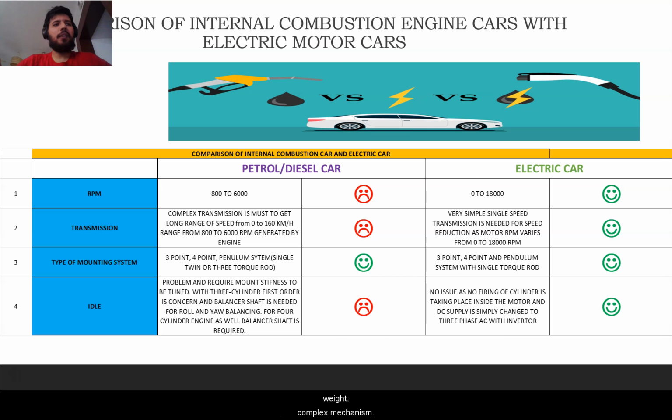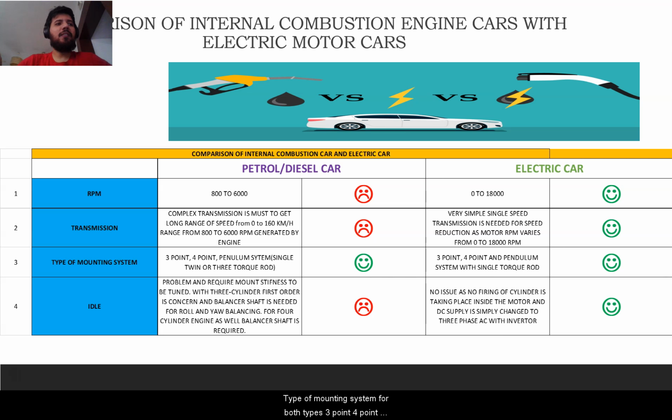Higher weight, complex mechanism. For electric cars, a very simple single speed transmission is needed for speed reduction as motor RPM varies from 0 to 18,000. Reduced weight and simple mechanism. Speed of an electric car is directly proportional to the frequency of the AC power supply, and therefore speed can be increased or decreased by increasing or decreasing the frequency, which is done by the inverter, also called the brain of the electric car. Reverse gear is not needed as this can be achieved by reversing the polarity of current.